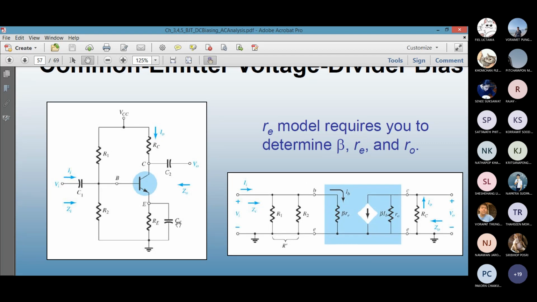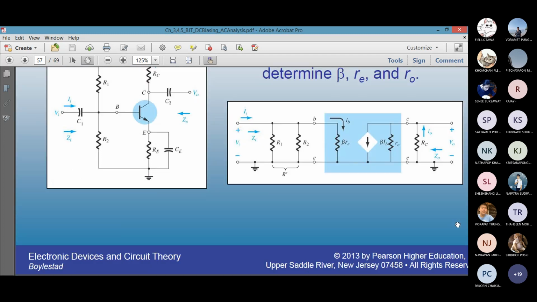Here is one interesting thing. For common emitter and voltage divider, there can be a bypass capacitor with the emitter resistor. If you short it, the resistor will also be shorted out. This is a shorting effect. That's why on the output side, you don't have an RE resistor. This is something you have to be mindful of.